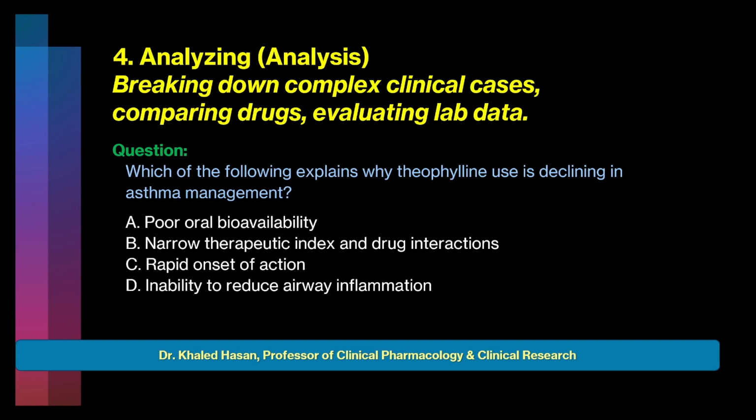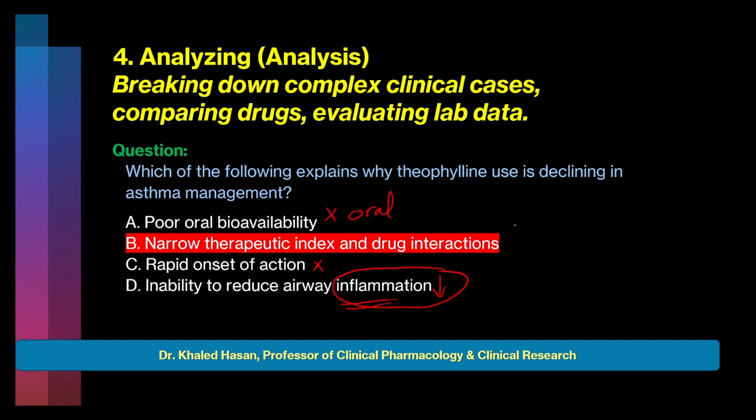So the correct answer will be narrow therapeutic index and drug interactions. Poor oral bioavailability is not correct because theophylline is available orally. Rapid onset of action is not correct because orally it may take 30 minutes to 1 hour to start working. Inability to reduce airway inflammation is not correct; theophylline is able to reduce inflammation, and it also causes bronchodilation. Two things. However, theophylline has a narrow therapeutic index (NTI), and it also presents cardiac and drug interaction concerns, stimulates the central nervous system, and may cause seizures.